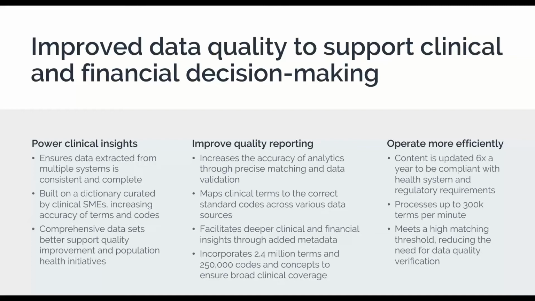And finally, Normalize operates most efficiently and correctly. As stated earlier, the content that it's built on top of is updated 6 times a year to be the most up-to-date, correct, and compliant. It batch processes up to 300,000 terms a minute, producing results as quickly as possible. And there's a very high probability that Normalize will find an exact synonym, thus reducing the need for human verification.